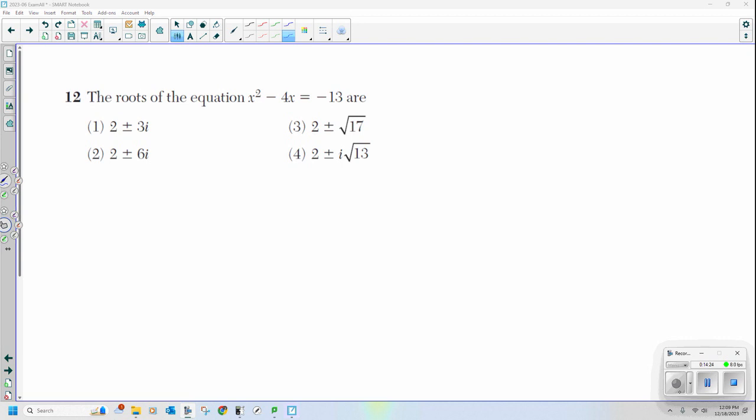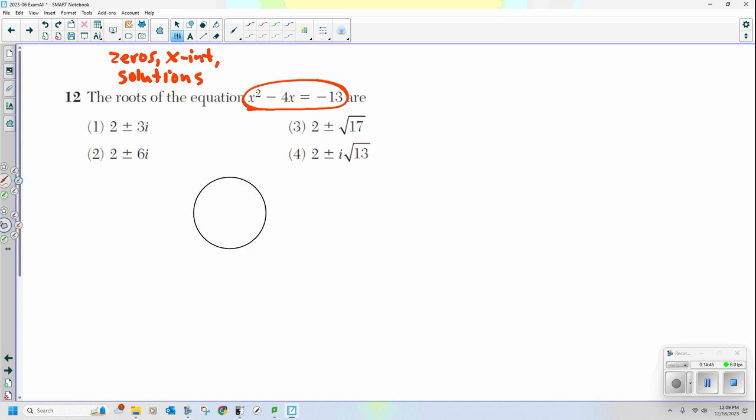Number 12, the roots of the equation x squared minus 4x minus 13 are. Well, first of all, you should know roots are the same thing as zeros, x-intercepts, or solutions. So I'm asked to solve this. The first thing I'm going to do is set it equal to 0. I'm going to add 13 to both sides. So I have x squared minus 4x plus 13 equals 0.